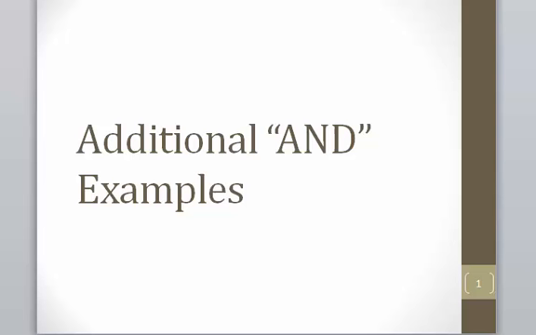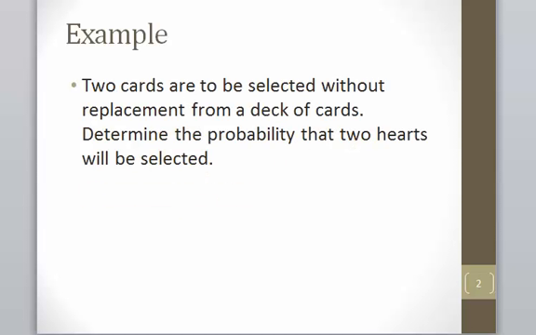We'll now look at some additional AND examples. Our first example says, 2 cards are to be selected without replacement from a deck of cards. Determine the probability that 2 hearts will be selected. So we're being asked to find the probability that we select 2 hearts.